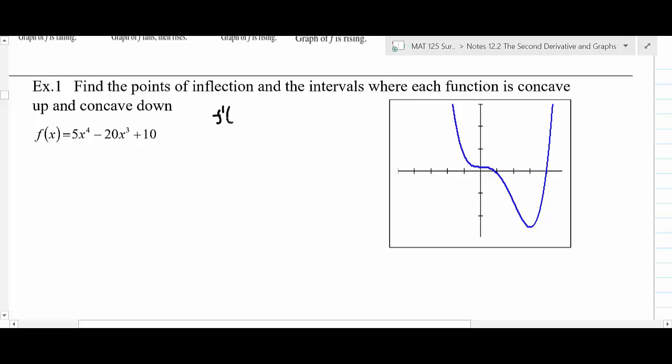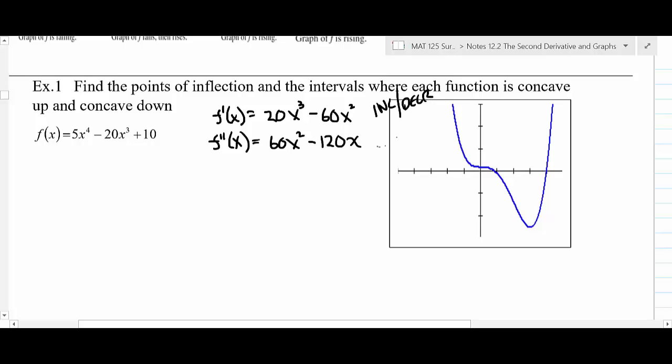The first derivative you know how to do. What is that? 20x to the third minus 60x to the second. Okay, now you haven't done a second derivative yet, but it's still the same thing. You just do the derivative of the derivative. So what is that? 60x to the second minus 120x. Okay, and see, you do increase, decrease, you're working with the first derivative, but when you're working with concavity, that's when you're working with the second derivative.